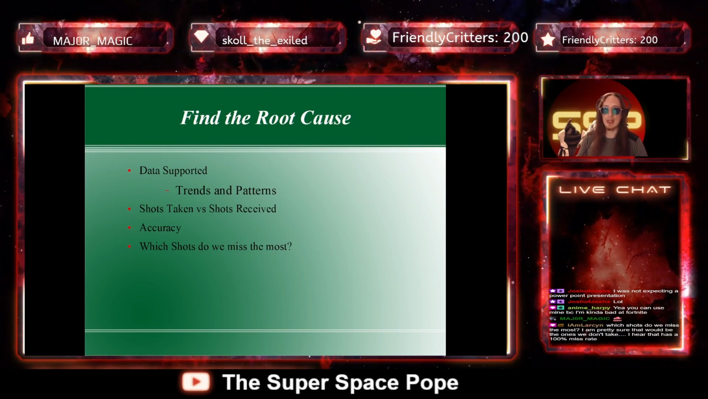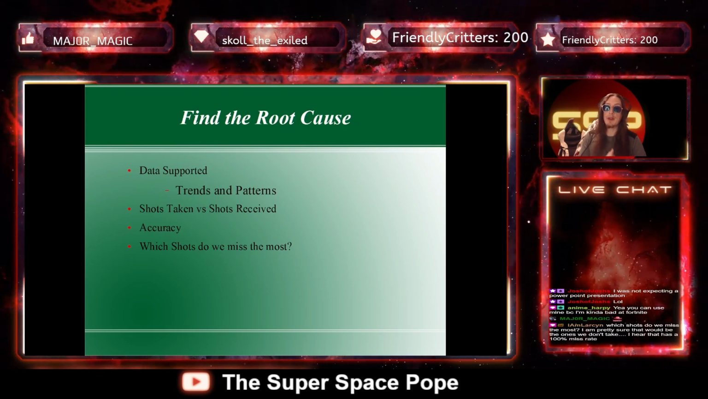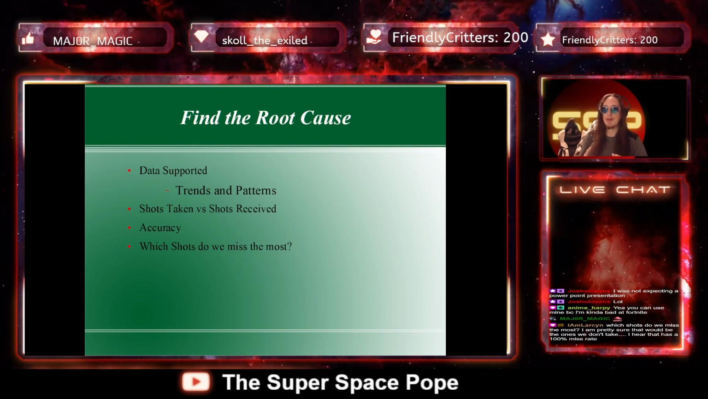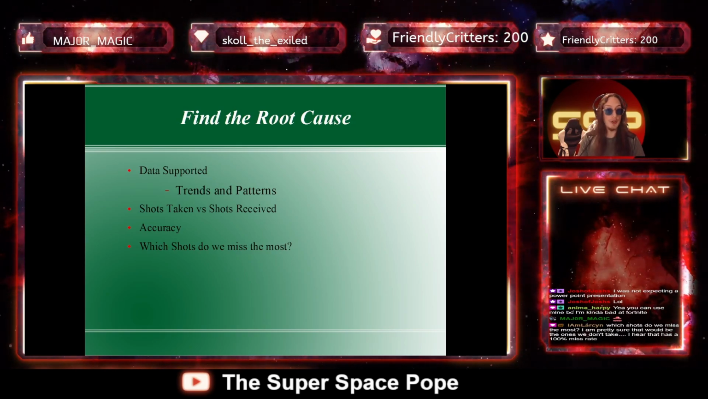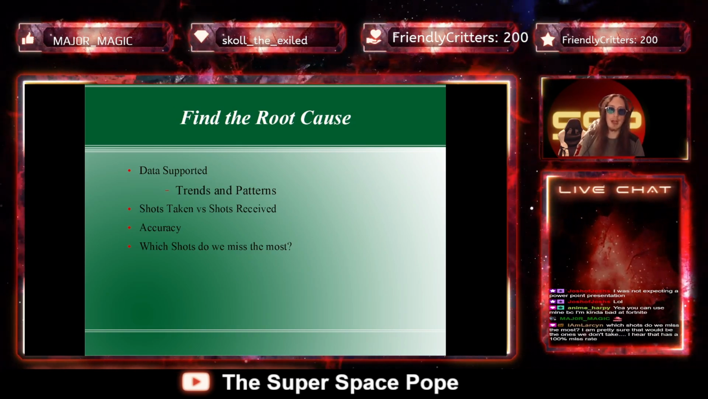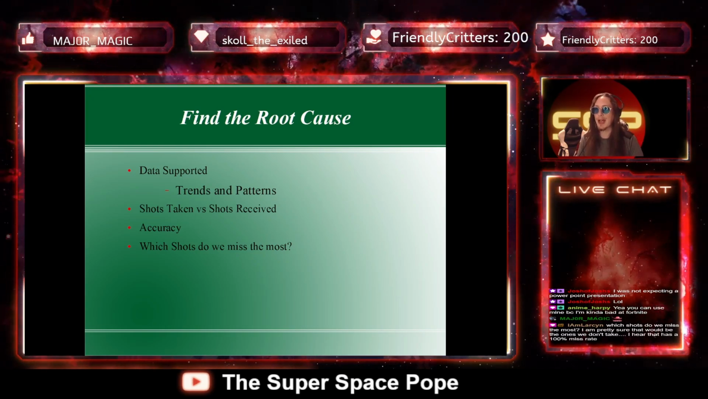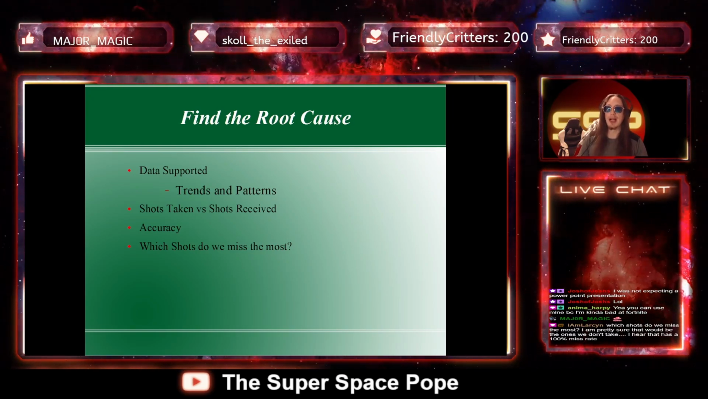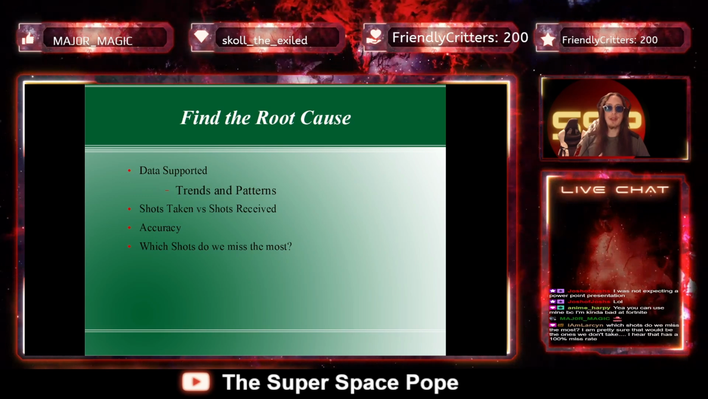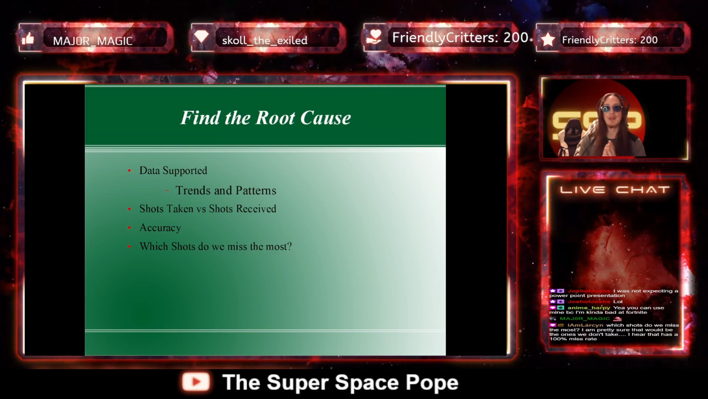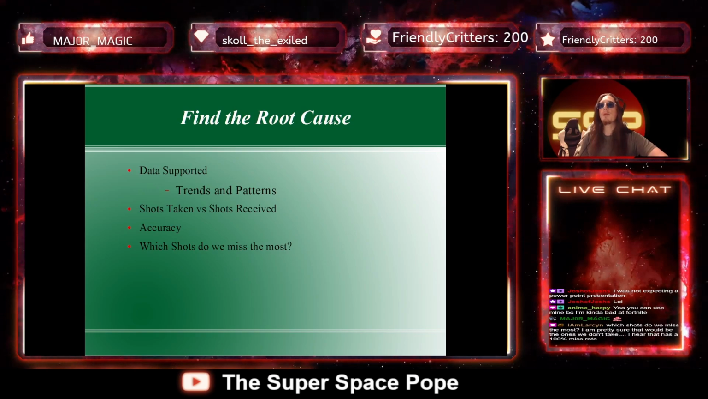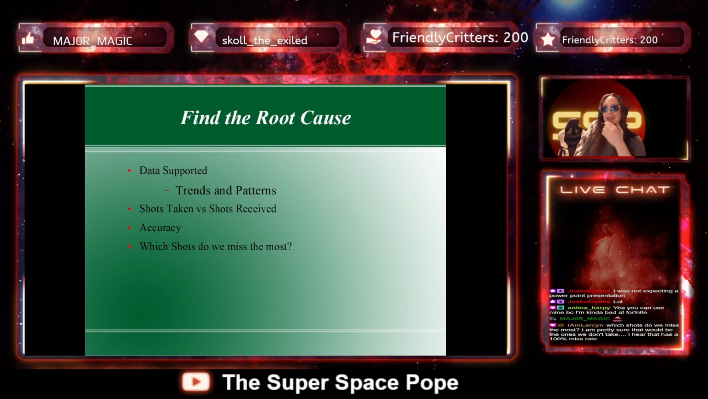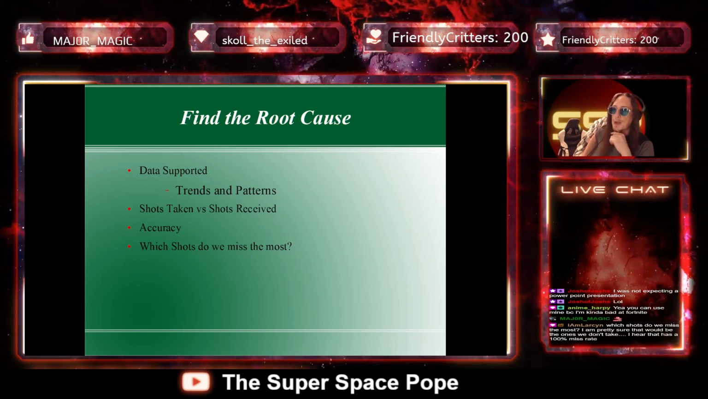So again, accuracy, shots taken versus received. And even within the shots taken and accuracy, we can look at something as small as which shots we miss the most. Is there a trend there? Are we always missing our first shot? Or are we hitting our first shot and missing follow-up shots, right? There's a lot of different things that could happen within the same kind of data. So it's very often the case that as you're working on a root cause analysis, you may go back to step 2 and go back to your data and say, hey, I'm kind of interested in this.